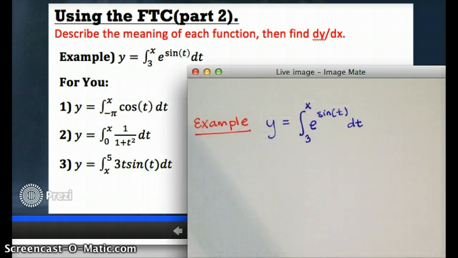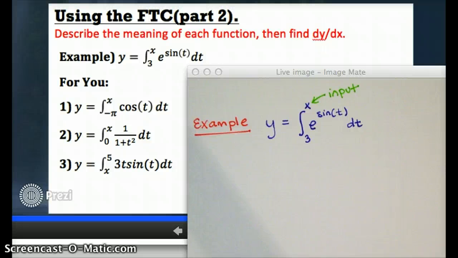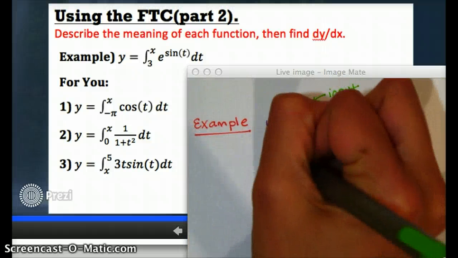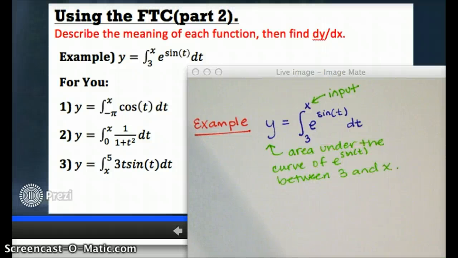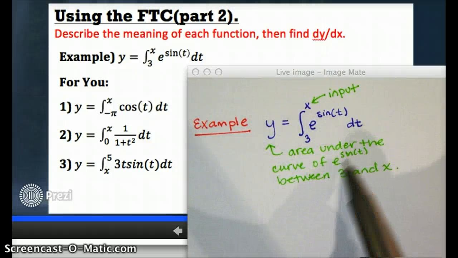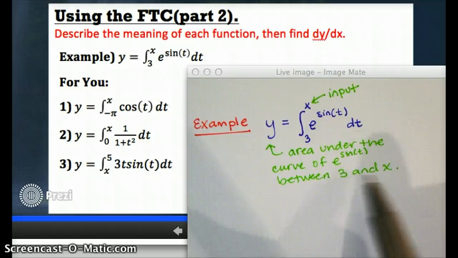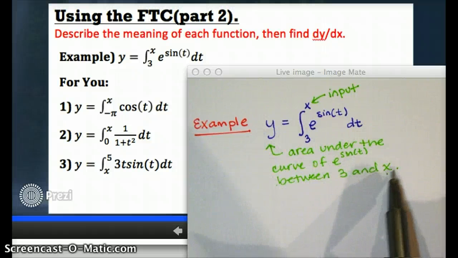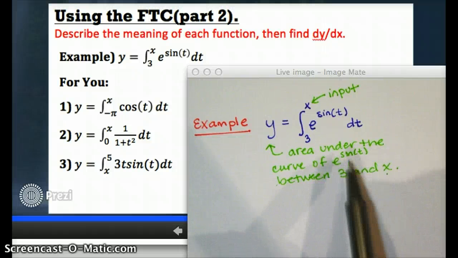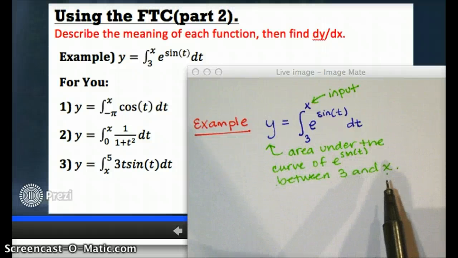I'll do the first one with you. So here's our function. First thing I need to know is, what is the input? As always, the input is x. And now we need to know what the output represents. So the output, of course, is y. But what does the value of y mean? It's the area under the curve of e to the sine t between 3 and x. And you can see that the area depends on x, because I have to know what the x value is before I can know what the area is. That makes it a function.